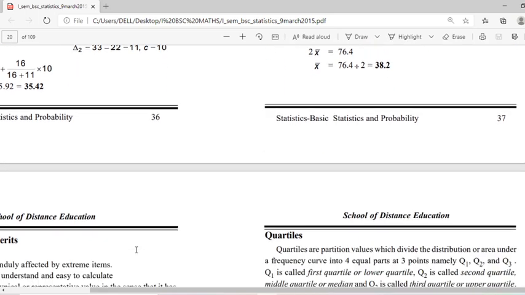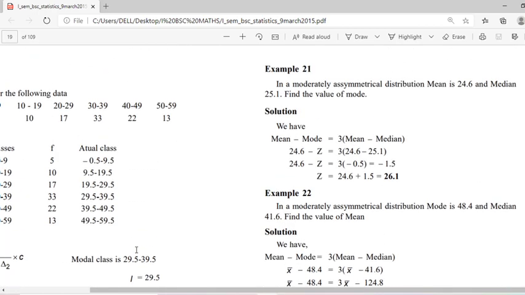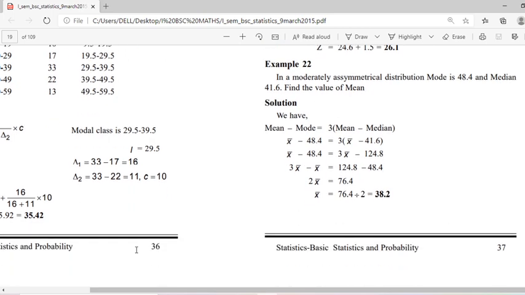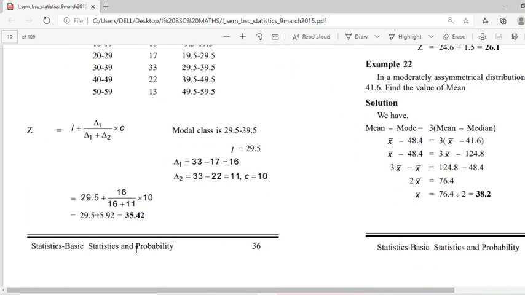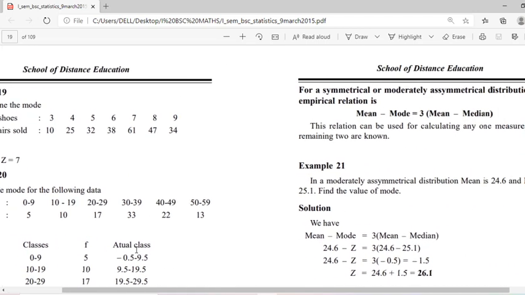Similarly, we can compute mean, median, mode in different situations. Either we can directly compute or we can compute using these formulas.